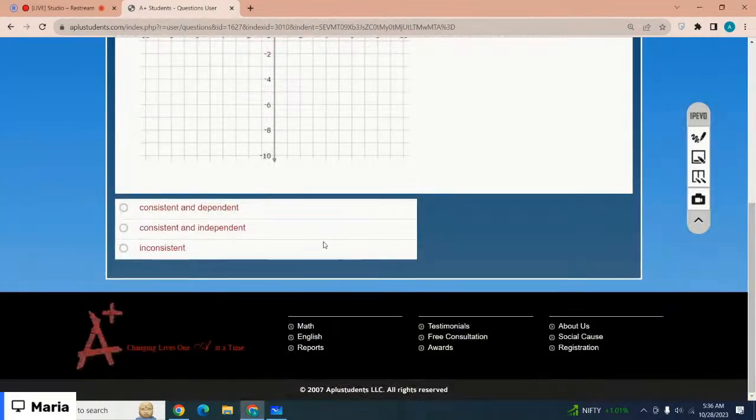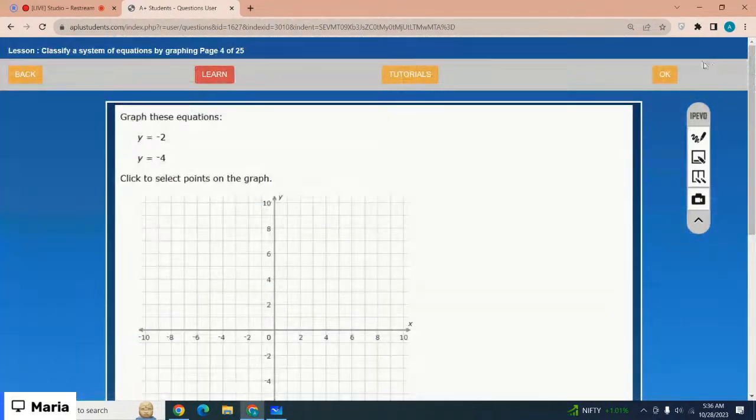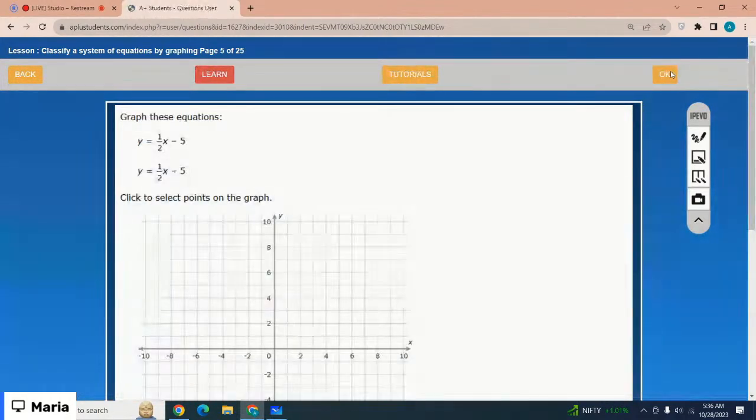So the correct option is inconsistent, right? y equals 1 over 2x minus 5, y equals 1 over 2x minus 5. So you can see both the equations are identical. When they are identical, they have infinitely many solutions. The system is consistent and dependent.